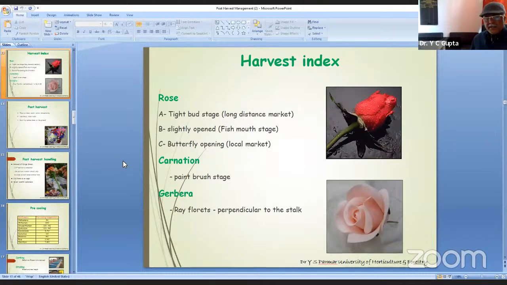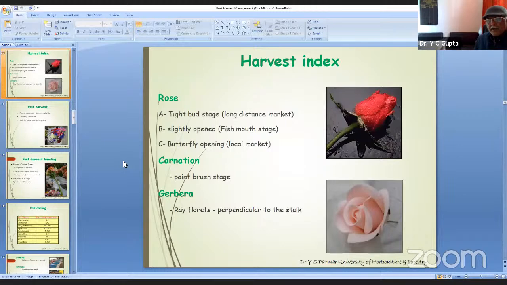When to harvest flowers: this is the slightly open, fish mouth stage, second stage, and butterfly opening. For the local market, harvest when the petals are unfurled. Carnation: paint bud stage. Gerbera: when the ray florets are perpendicular to the stalk.